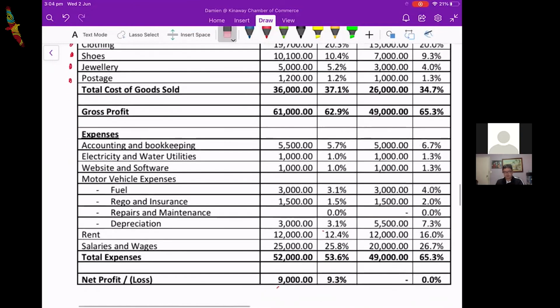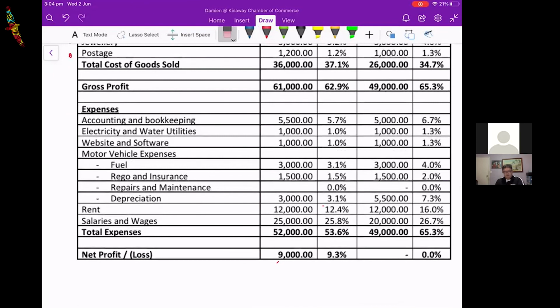Let's continue. So we know what a gross profit is. Let's go on to expenses. Accounting and bookkeeping, from an actual dollar value, has gone from 5,000 to 5,500. So she's increased her online sales and her store sales. I'm guessing that is probably related to the bookkeeping. That's the reason why the costs have gone up. Maybe there's more bookkeeping involved. Maybe there was a slight increase in accounting as well, but probably the increase in sales is generating more invoices, which is a higher cost for bookkeeping potentially.